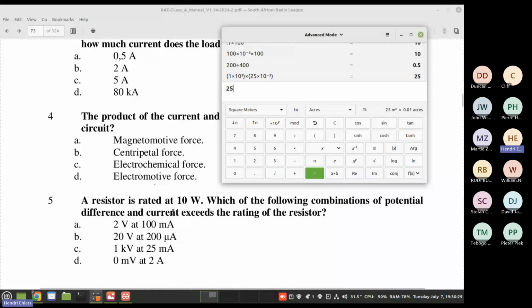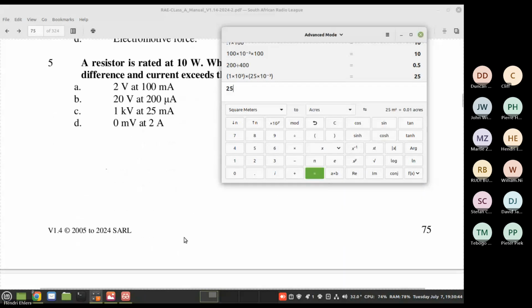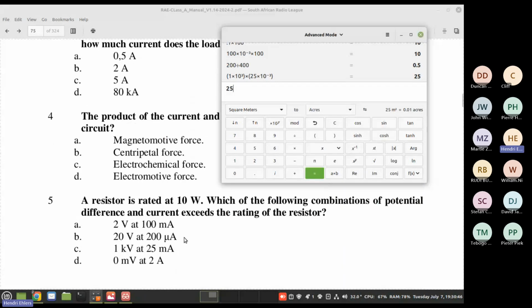Let's just check another one. 2 volts, zero, won't. So that's the only one that exceeds it. So C is the correct answer. Is there anybody that doesn't understand why we say C is the correct answer? Could you just do a quick calculation with one of the other values, just for comparison? Okay, certainly. Thanks.